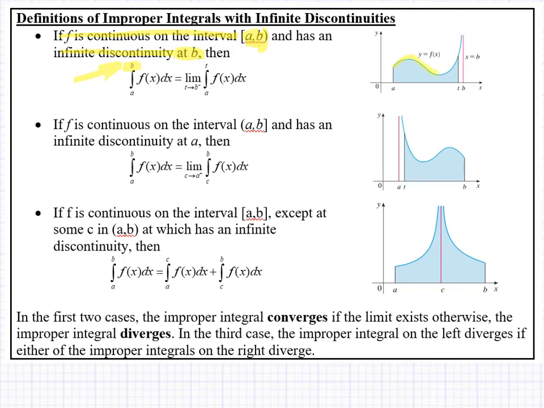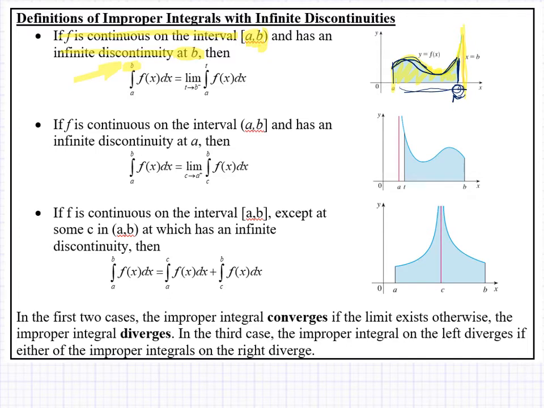We have some function that's totally fine from a all the way up till we get to b, but there's this vertical asymptote here at b. So the vertical asymptote at b is that discontinuity, right? It's this infinite discontinuity. So what we're going to do is we're going to say, all right, well, let's pick some random value t that is inside this interval. So it would have to be on the left-hand side of b. And let's call that value t, and let's do the integral from a to t.